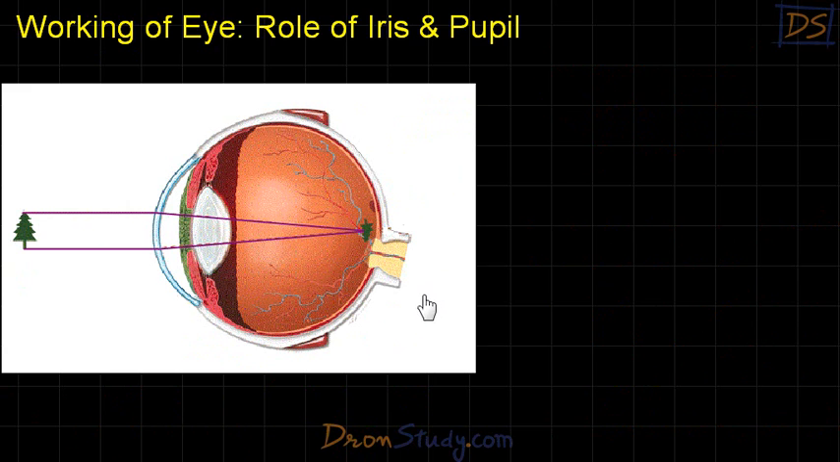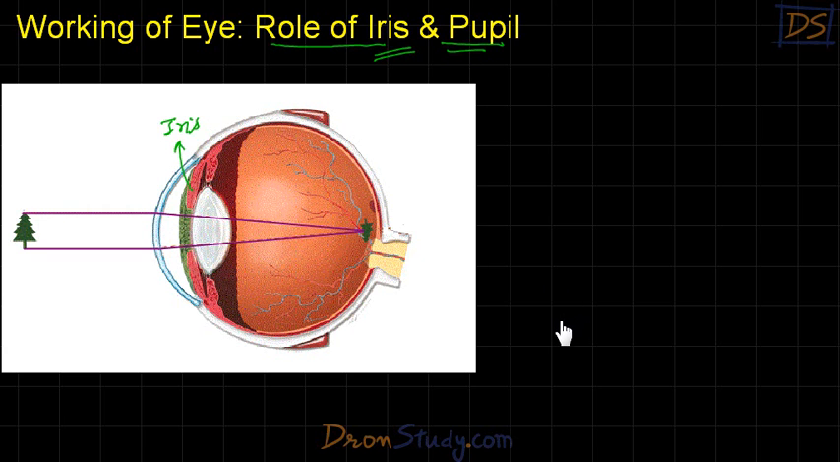Okay, students, now the role of iris and pupil. First of all, tell me, where is the iris, where is the pupil in this diagram? Students, I'm sure you are able to think, this is actually the iris, right? And even this is the iris, right? And what about the pupil? This whole hole, students, this whole hole is the pupil, right?